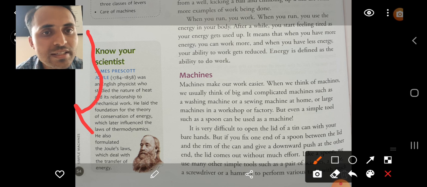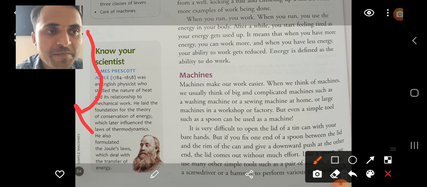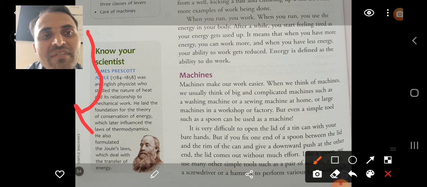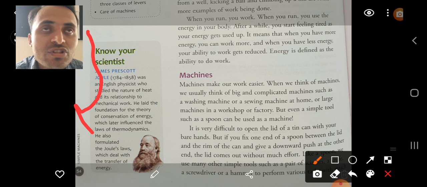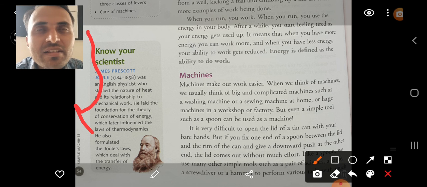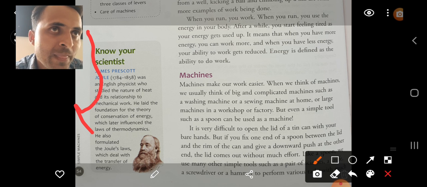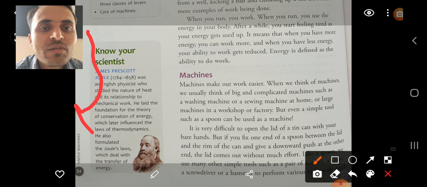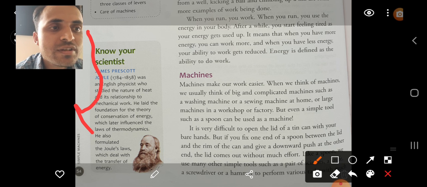Okay. The second invention is the laws of thermodynamics, and the last is the transfer of energy. So these three basic inventions were made by James Joule, and they are very useful for the working or design of any machine. Okay, now see the next page.